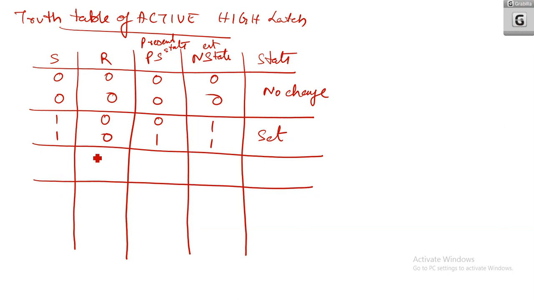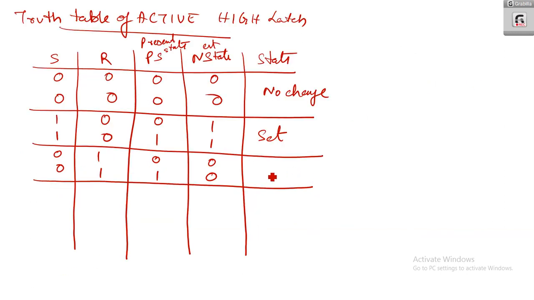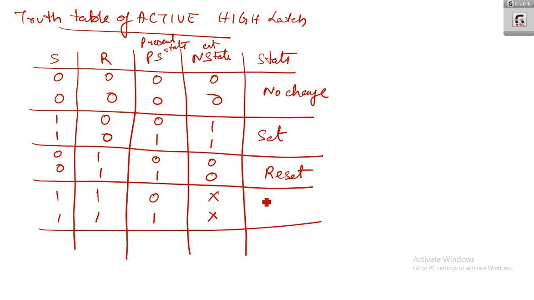Next case. Next case is set is 0 and reset is 1 and present state is 0 and 1. So if it is 0 or 1, then in the next state it will go to 0. This is the third case. So that is reset. Now coming to the last case. When set and reset is 1, there are two present states, 0 and 1, and we cannot predict to which state it will go. So it is don't care. That means it is intermediate or it is invalid. It is invalid, or we can write it as intermediate state.